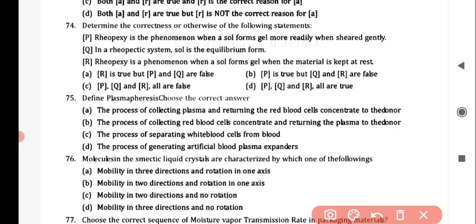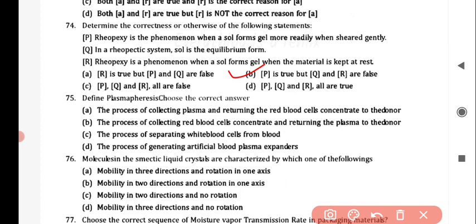Next question is, determine the correctness or otherwise of the following. P is, rheopexy is the phenomenon when a sol forms gel more readily when sheared gently. Q is, in a rheopectic system, sol is the equilibrium form. And R is, rheopexy is a phenomenon when a sol forms gel when the material is kept at rest. And the correct answer is option B, that is P is true but Q and R are false.